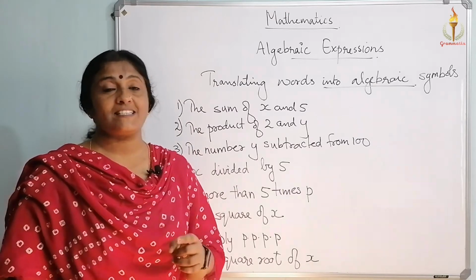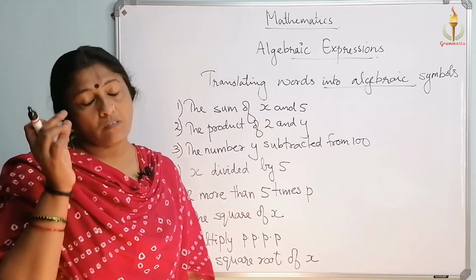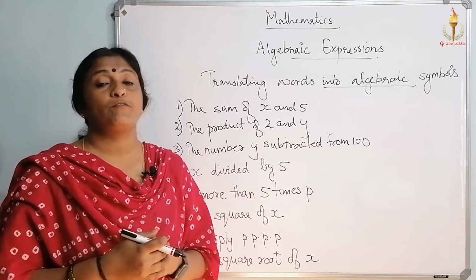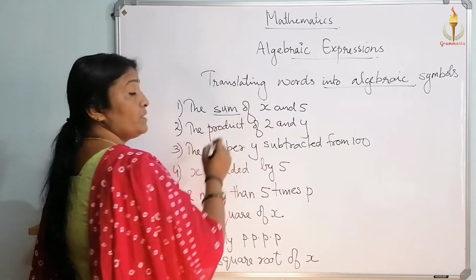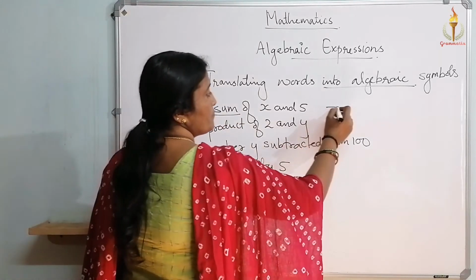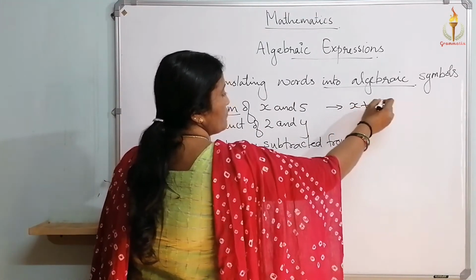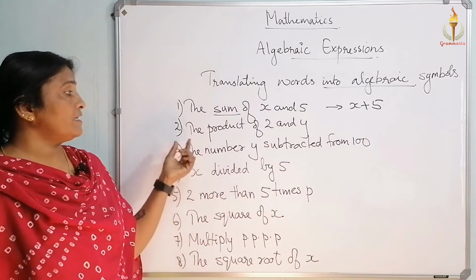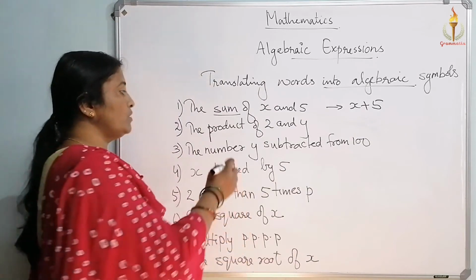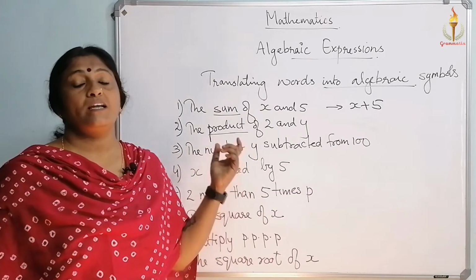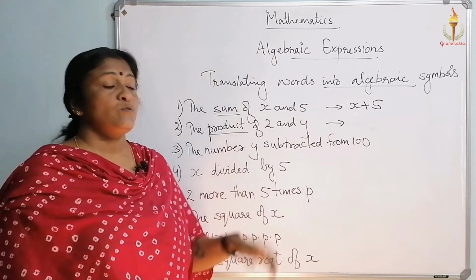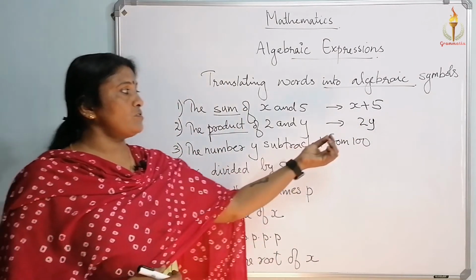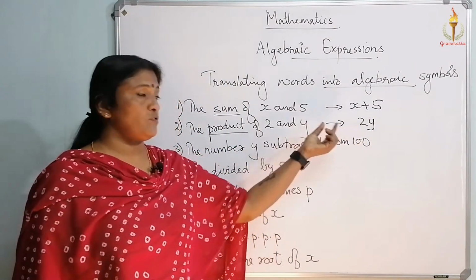First one, the sum of x and 5. Now here you have to understand certain words that indicate the symbol or the operation that we have to do. So here the sum means addition. So we will be writing it as x plus 5. So this is how the sum changes into the operation plus. Here, the product of 2 and y. The word product tells you that this is related to multiplication. So when we are writing it, it is 2y. See, we don't use the symbol of multiplication here, you just write it together.